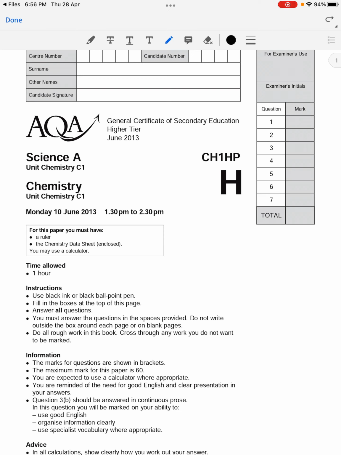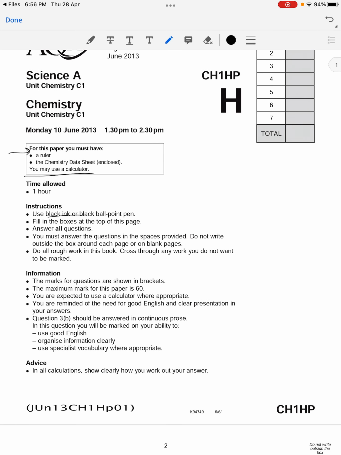So what are the instructions here? You have to have a ruler, a chemistry data sheet, which I think is mainly a periodic table, and also some documents that are given. You may use a calculator and black ink. The maximum mark is 60. You must use good English, organize information clearly, and use specialist vocabulary where appropriate. In calculations, show clearly how you worked out your answer.